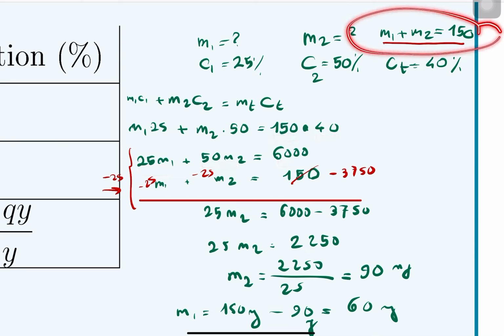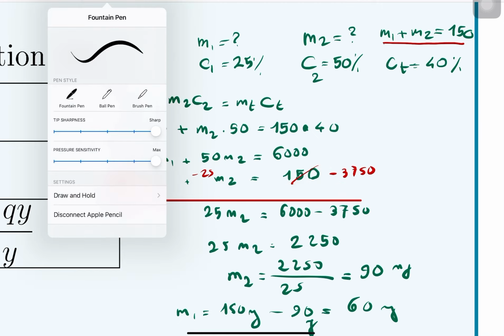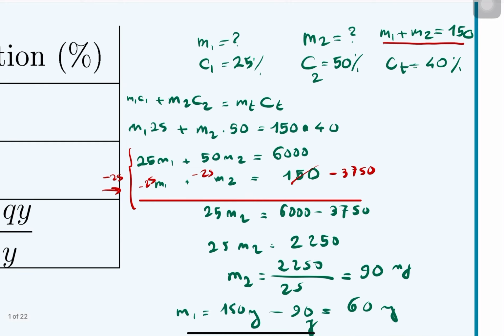But I know from this equation, M1 plus M2 is 150, and I have to multiply both sides by minus 25 so that one of the M's cancels. In this, minus 25 M1, minus 25 M2, and 150 multiplied by 25 becomes minus 3,750. In this situation, the M1s cancel each other, and 50 minus 25 becomes 25, 6,000 minus 3,750 will be 2,250.